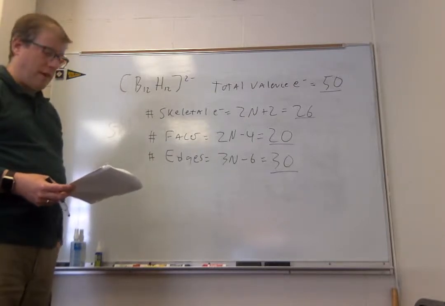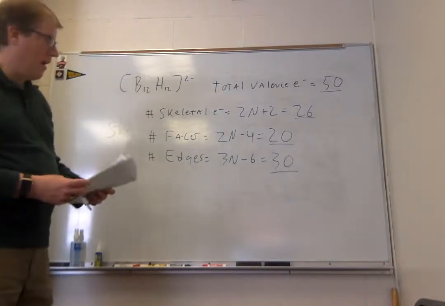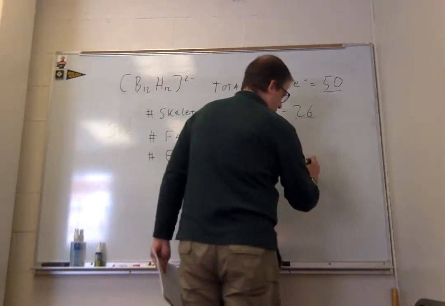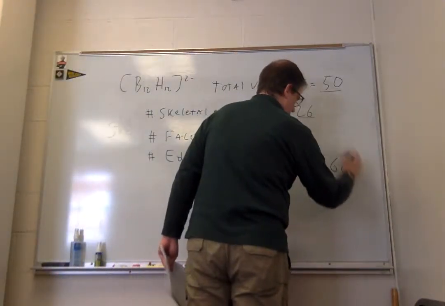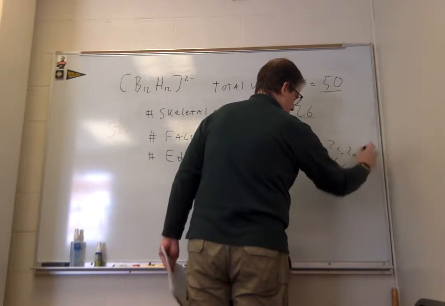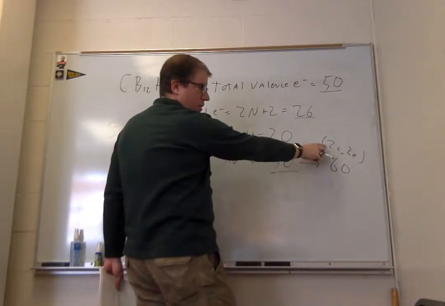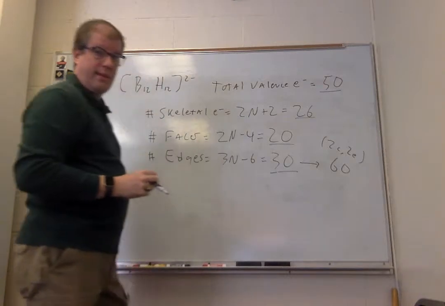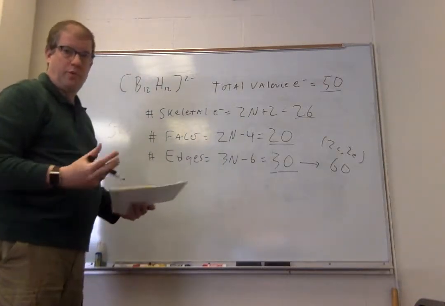So once we have that out of the way, again, if we look at this and say, if we had 30 two-center, two-electron bonds, we need 60 electrons to get the job done to hold the whole thing together.